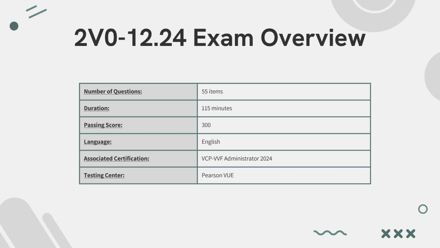The 2V0-12.24 exam consists of 55 items with a duration of 115 minutes. The required passing score for the 2V0-12.24 exam is 300. Passing the 2V0-12.24 exam is a required test for earning the VCP-VVF Administrator 2024 certification. The available language is English.